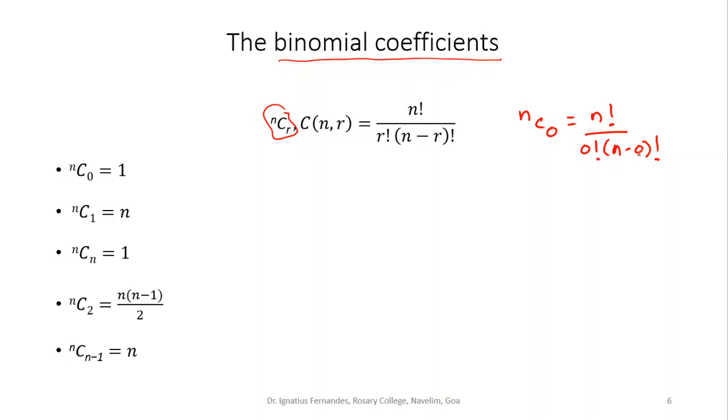Now n minus 0 is n itself, so this is n factorial, that will cancel with this n factorial. 0 factorial is 1, so what I will get is 1. So that's how nC0 is always equal to 1.